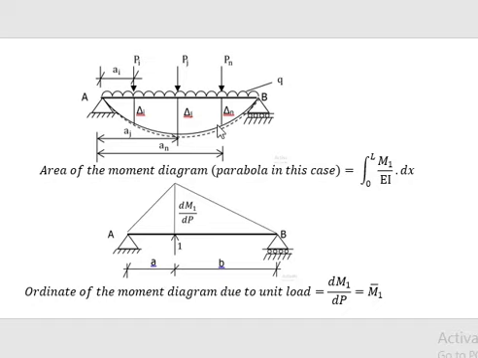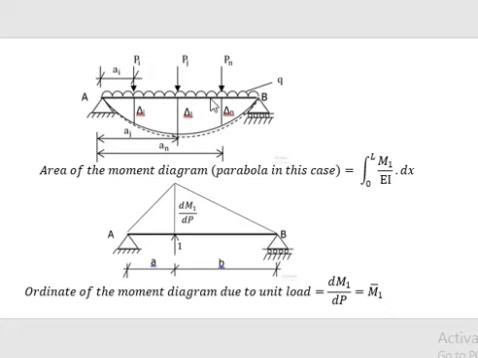Look at what you have. You will see a beam loaded with uniformly distributed loads and 3-point loads. After analyzing the beam and drawing the bending moment diagram, we shall have the area of that moment diagram represented as the integral of M over EI dx. That is this. So this is the area of this parabola we are seeing here.